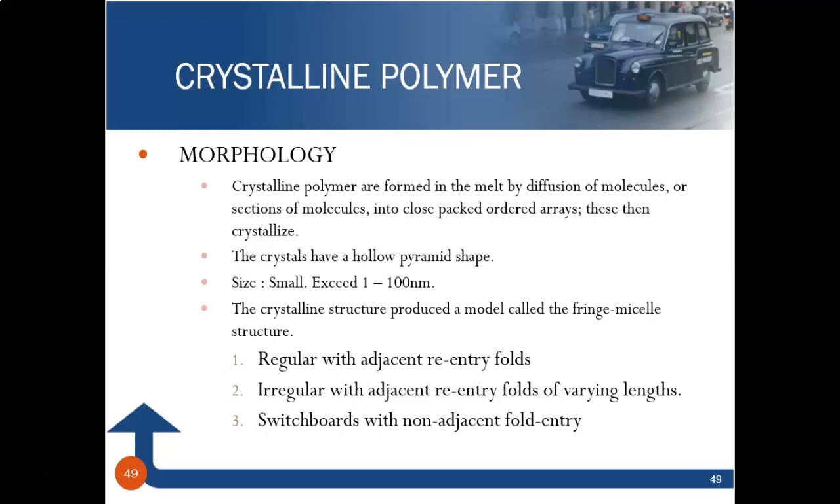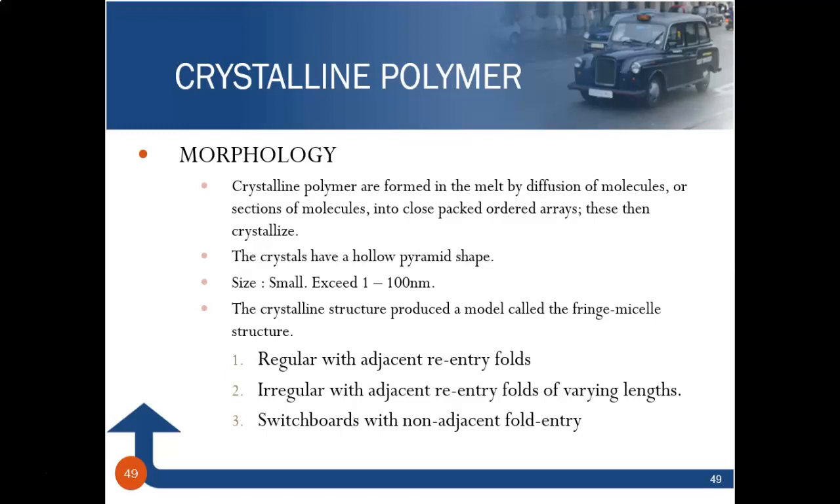Okay, we proceed with the properties and the morphology of the crystalline polymer. Crystalline polymers are formed in the melt by diffusion of molecules or sections of molecules into close-packed arrays, and this then crystallizes. As I mentioned earlier, an example of a crystalline polymer is high density polyethylene.